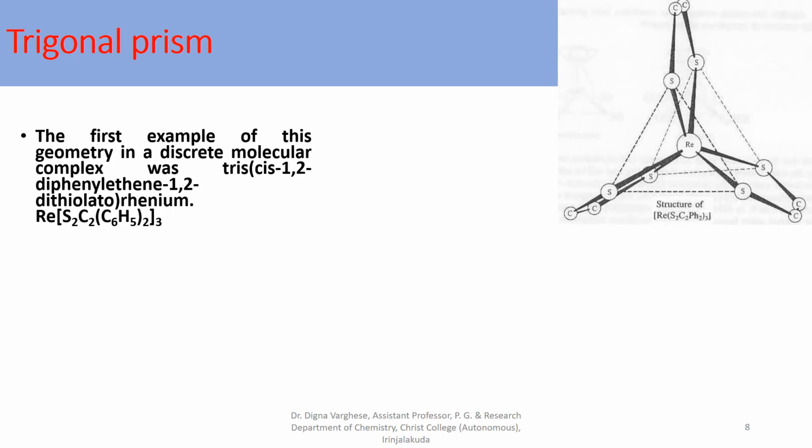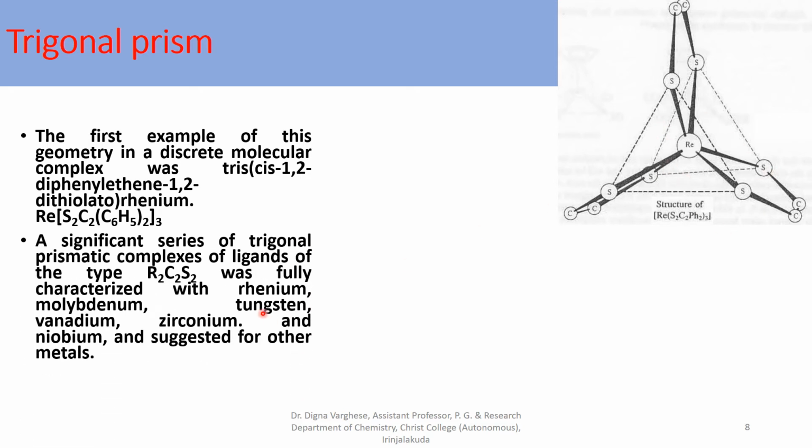The first example of this geometry in a discrete molecular complex was tris(cis-1,2-diphenylethene-1,2-dithiolato)rhenium, that is Re(S2C2(C6H5)2)3. Here you can see its structure. Rhenium is the central atom, which is joined to sulfur atoms. It's a bidentate ligand in each case, that is both the sulfur atoms of the dithiolate compound are attached to the central rhenium atom. Here the phenyl group is omitted for clarity.